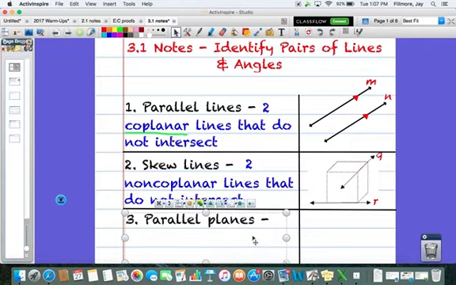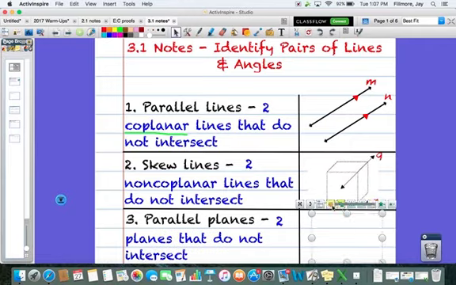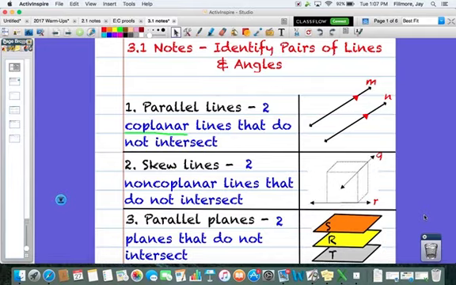For parallel planes, two planes that do not intersect, the visual's right over here. Don't need to talk about them being coplanar or not because these are planes, a completely different type of category. No such thing as skew planes, FYI, so that could end up in a trick question later. Just throwing that out there. If you're not done writing, pause this. Otherwise, I'm going to jump over to our next set of important definitions.